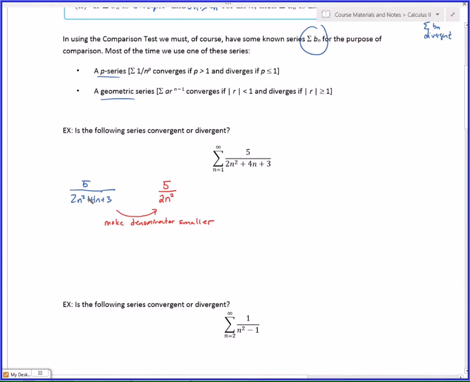So as long as these are pluses, I just throw them away, I made the denominator smaller. If they'd have been a minus and I threw it away, I made the denominator bigger. But in this case, I made it smaller. Now, if you make the denominator of a fraction smaller, what happens to the whole fraction? It gets bigger. So this is now less than or equal to. Makes the fraction bigger.